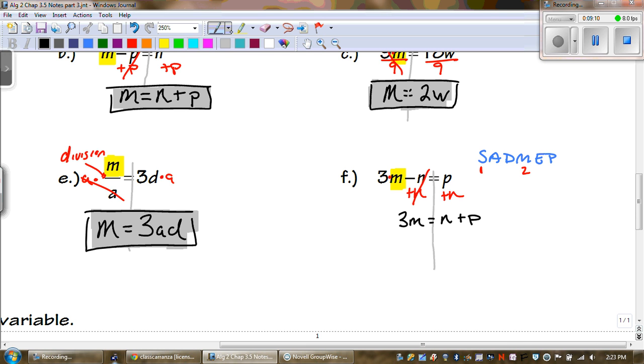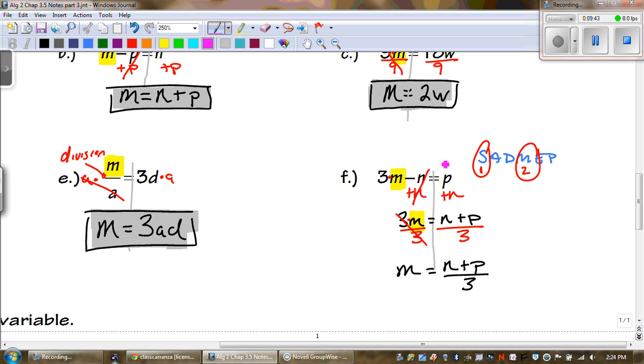Okay, and now the m is not by itself because it still has that 3 right there. And that's the multiplication. So after we do the subtraction, which we just did, now we get rid of multiplication, and we get multiplication by division. And we have to divide everything by 3. Okay? So you can have two different answers. You can have the n plus p divided by 3.